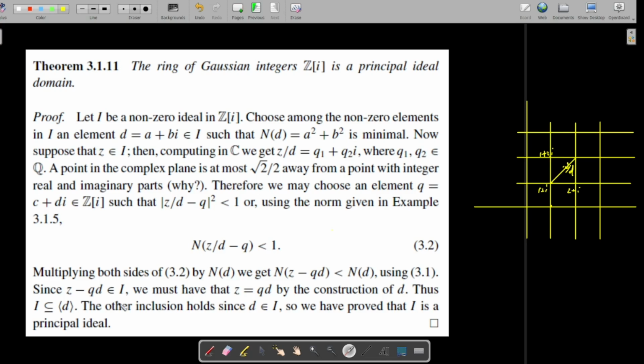And the reverse part is very simple. Since d belongs to I, the ideal generated by d is a subset of I also. Then we proved that I is equal to the ideal generated by d. So I is a principal ideal. So we proved that every ideal in Z[i] is generated by a single element. Therefore, Z[i] is a principal ideal domain.